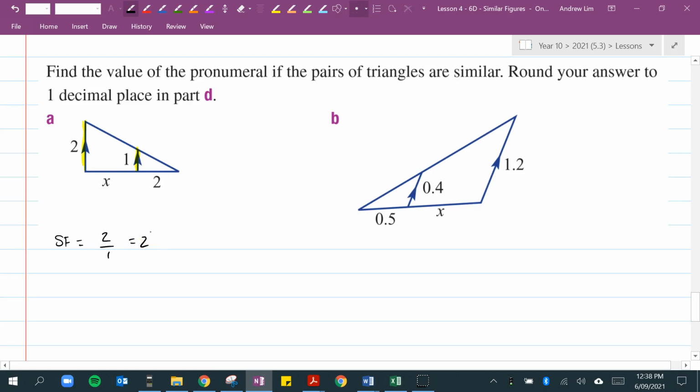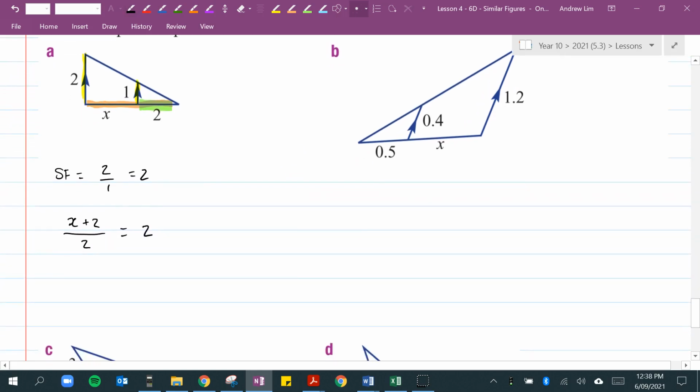The next thing I need to do is, therefore, this whole side corresponds to this, so it's going to have the same ratio. So if I were to take the longer one, x plus 2, and divide it by the shorter one, it's going to give me a scale factor of 2, because the ratio is going to be the same. I can now use algebra to solve this. X plus 2 has to equal 4, so x has to equal 2 as well.